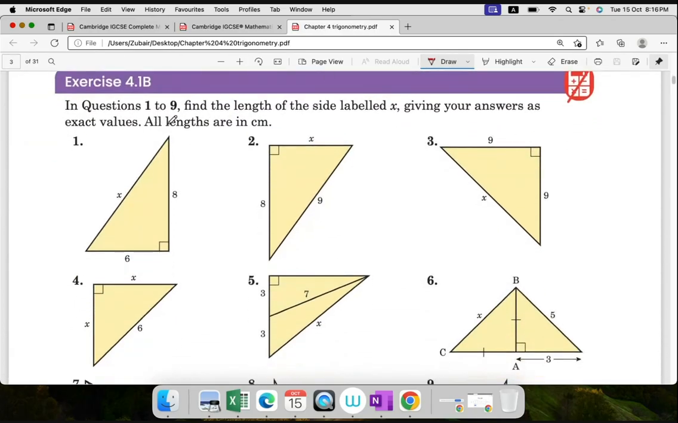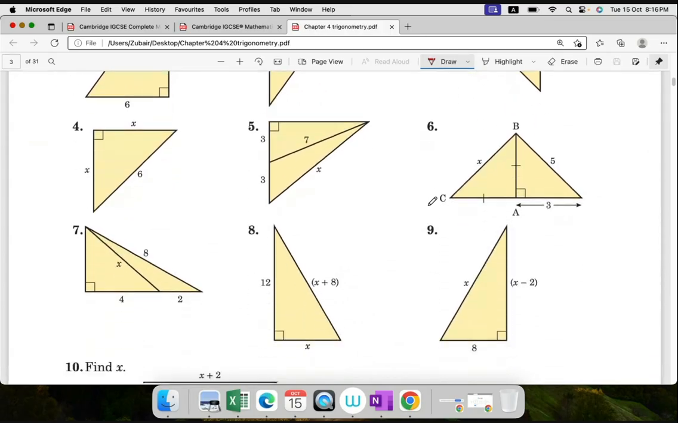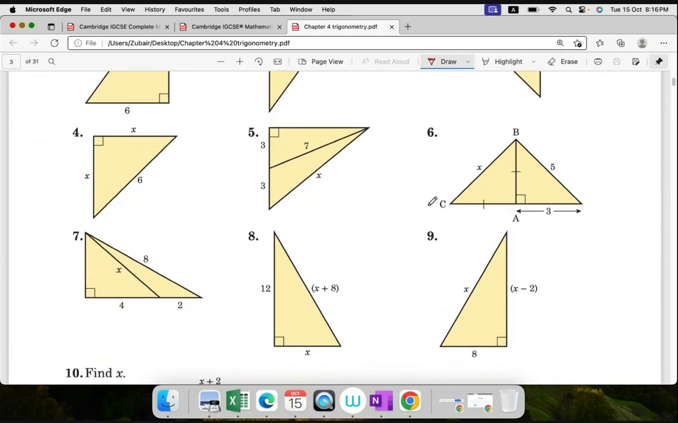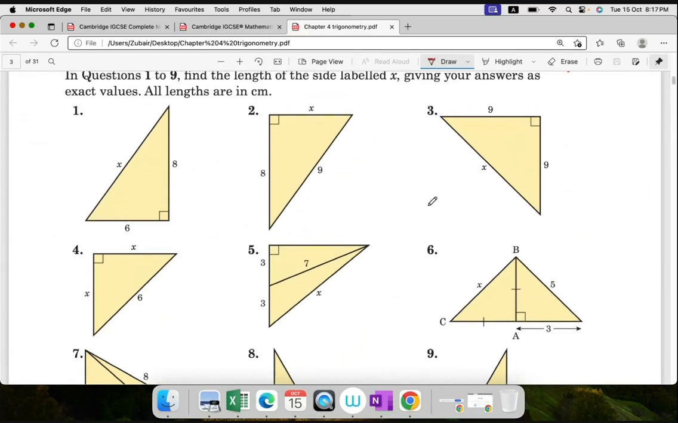4.1b. In questions 1 to 9, find the length of the side labeled x, giving your answer as exact values. All lengths are in centimeters. I'm ignoring questions 1, 2, and 3. We just practiced 6 to 8 questions of this type. Let's do question number 5 or 4 as well.